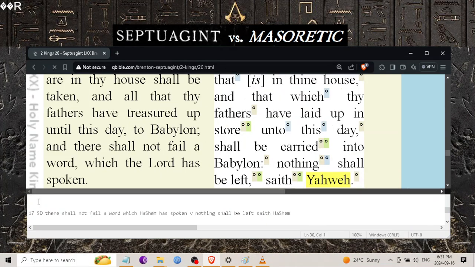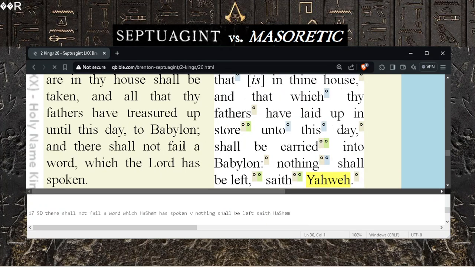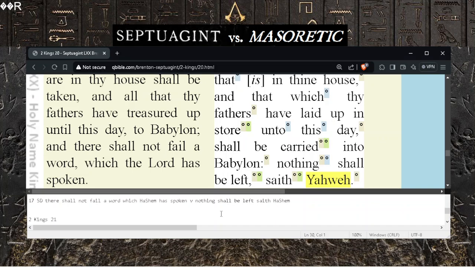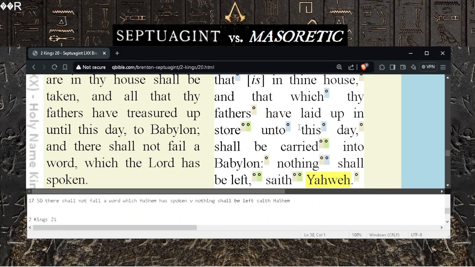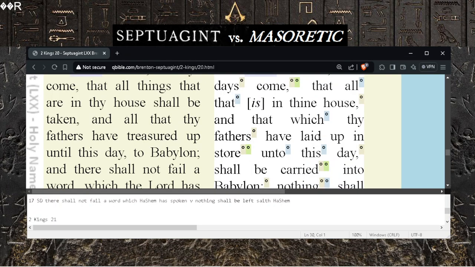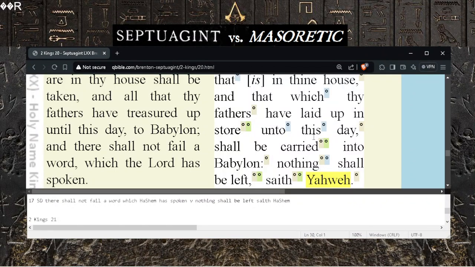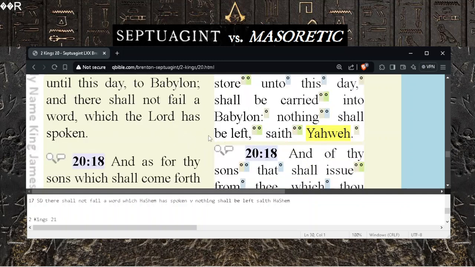Chapter 20 and verse 17, it says here, there shall not fail a word which the Lord has spoken, which Hashem has spoken in the Septuagint. Versus, nothing shall be left, saith Hashem. Sorry, I had to laugh at that, because that is so wildly different. One is saying, what I say will stand, whatever he declares will be accomplished, as opposed to nothing shall be left in regards to whatever Babylon is taking away and carrying out of Israel.